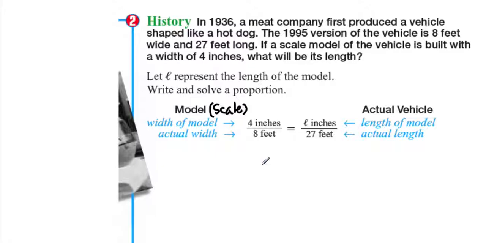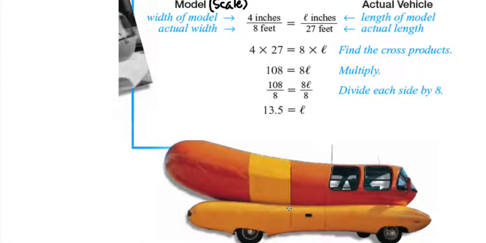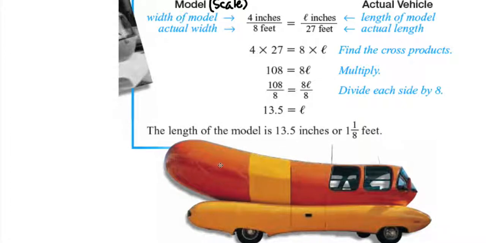With that, we create our proportion and do cross products. So this becomes 4 times 27 equals 8 times L. We get 108, which is the product of 4 times 27, and that is 8L. Then we solve for L by dividing both sides by 8, and end up with L equals 13.5. The length of the model is 13.5 inches, or 1 and 1/2 feet.